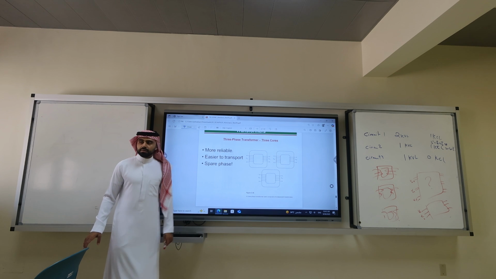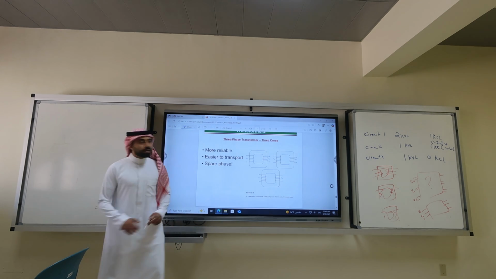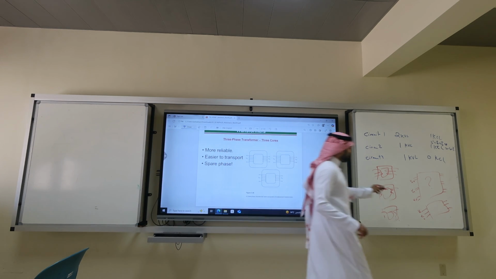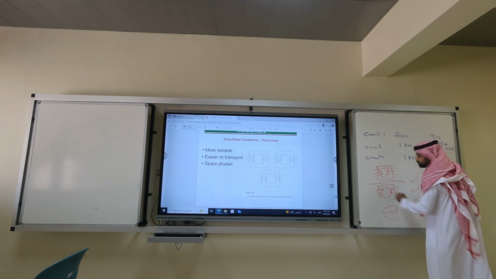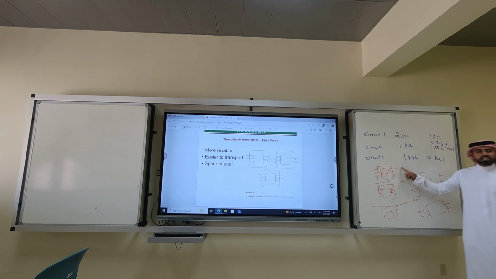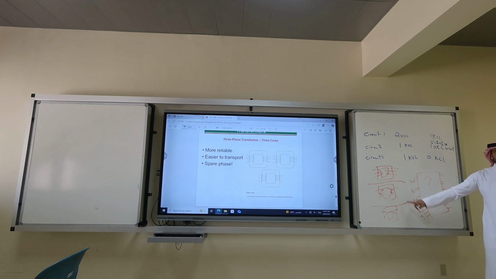Are they reliable? Yes, because I can put a wall between them. If this explodes, the other 2 will not be harmed. Transformers do explode in real life.